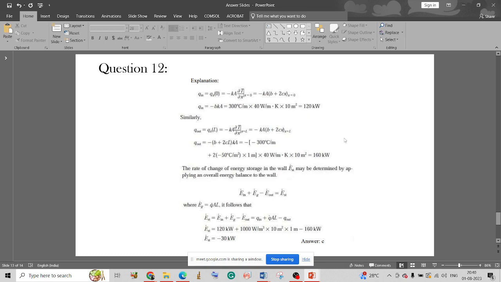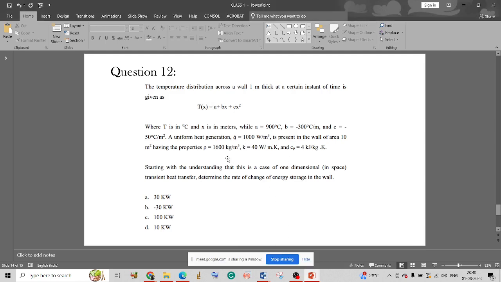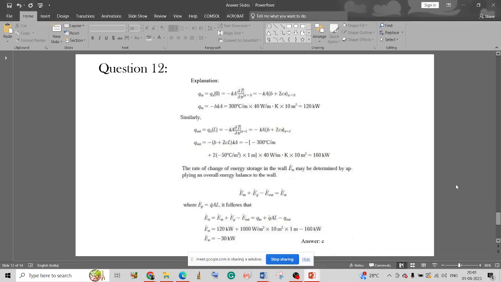So now we already know that energy in plus energy generated minus energy out is equal to energy that is stored, right? Energy generated is the heat generated, which is already given here as 1,000. But it's per unit volume. Just keep that in mind.